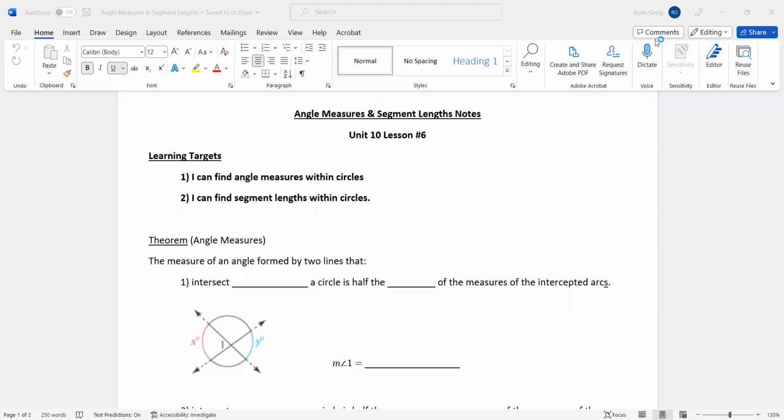Hello, geometry. And here we go with lesson 6. We've got 2 lessons left in unit 10. This is all dealing with angle measures and segment lengths. So the front page here is angle measures and the back page is going to be segment lengths.